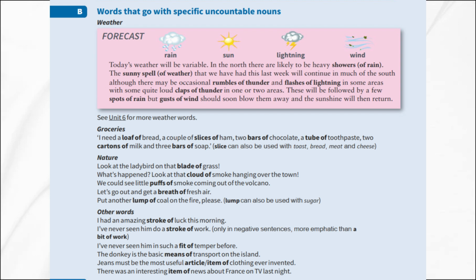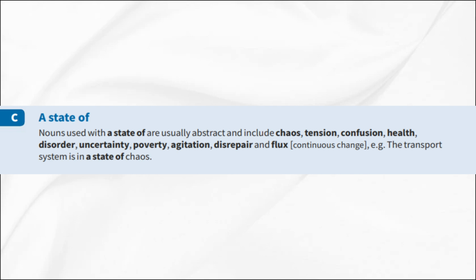A state of. Finally, let us look at the expression a state of. This is used with abstract, uncountable nouns such as chaos, tension, confusion, health, disorder, uncertainty, poverty, agitation, disrepair, and flux, which means continuous change. For example, the transport system is in a state of chaos.